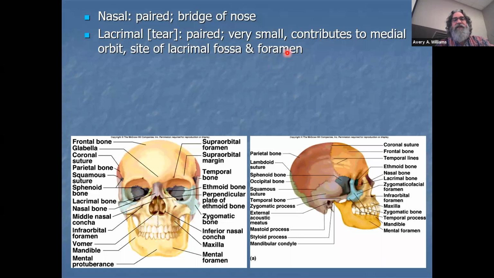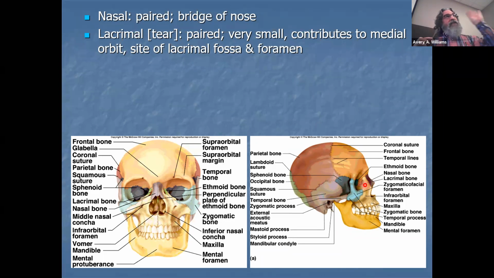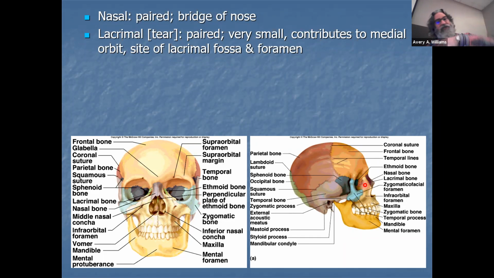And I told you what a foramen is, right? A foramen is a hole that goes through and through a bone for the passage of something, usually a blood vessel or a nerve. But in this case, the lacrimal foramen is for the passage of the nasolacrimal duct. That's the duct that drains the tears from the surface of your eyes into your nose. So if you look at a skull, there's going to be a hole right there that opens up into your nasal cavity. That's why you sniff when you cry.